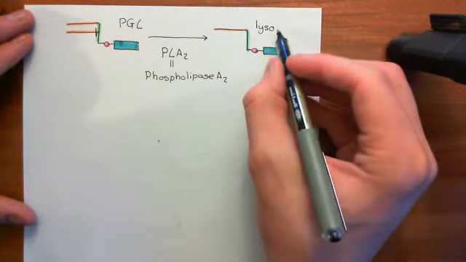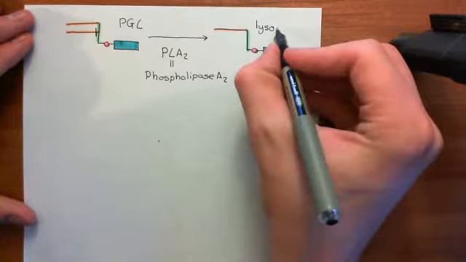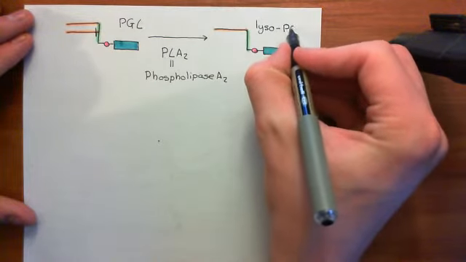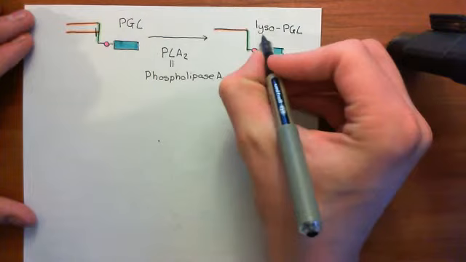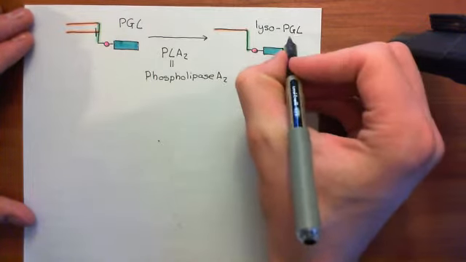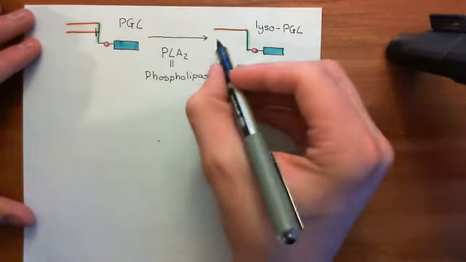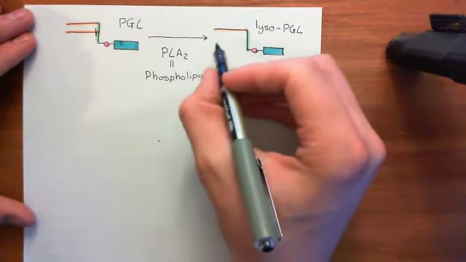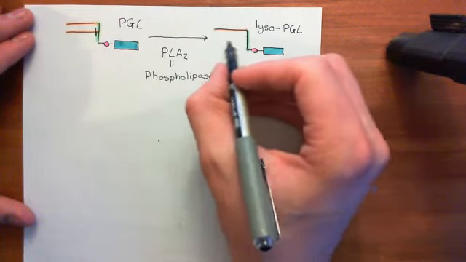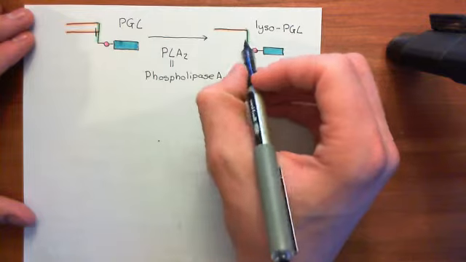However, if it's a different group that you've got here, it would instead be called lyso and then whatever that phosphoglycerolipid was. So I'm just going to call this a lysophosphoglycerolipid, although that isn't really standard nomenclature. Basically all we've done is cut the second long-chain carboxylic acid off the glycerol molecule.